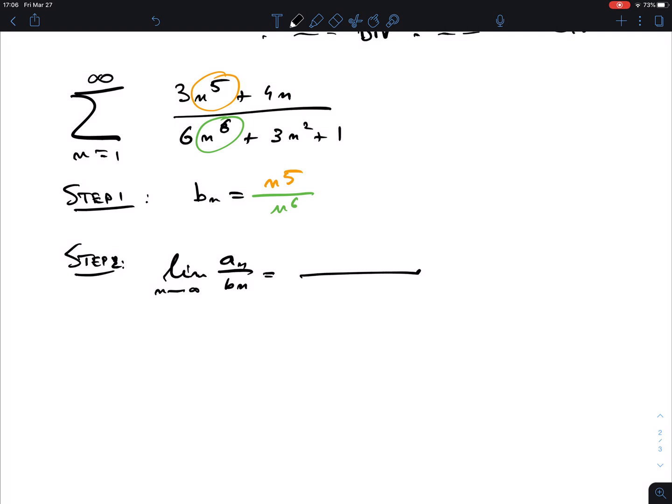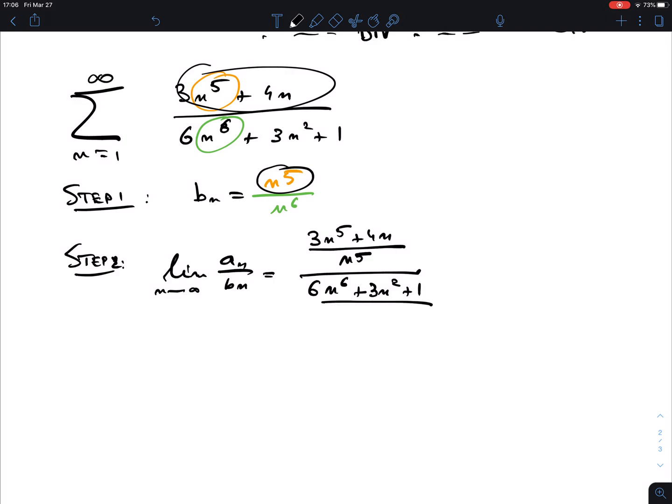Well, I take my numerator, 3n to the fifth plus 4n, divided by the numerator of Bn, and let's do the same with the denominators, 6n to the sixth plus 3n squared plus 1 divided by n to the sixth. And this is still a limit. I'm now going to divide everything. And remember, dividing means every single term.